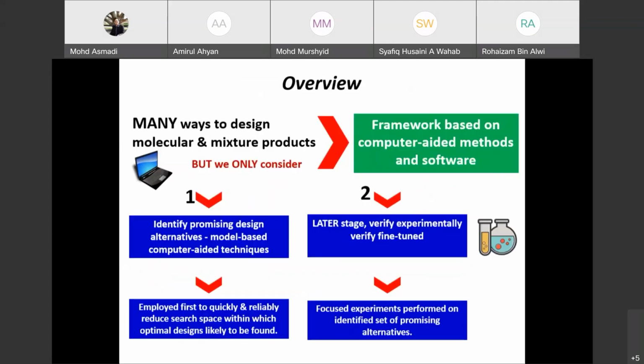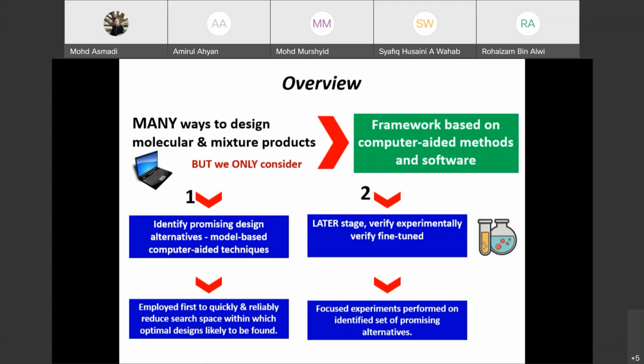Okay. So there are actually many ways to design the molecular and also mixture product. Kalau awak tengok kat sini, for this chapter, I think we just consider the framework based on the computer aided methods and the software. Kalau yang untuk subjek ni kita memang guna iCast lah. Tapi kita ada banyak software yang lain lah.